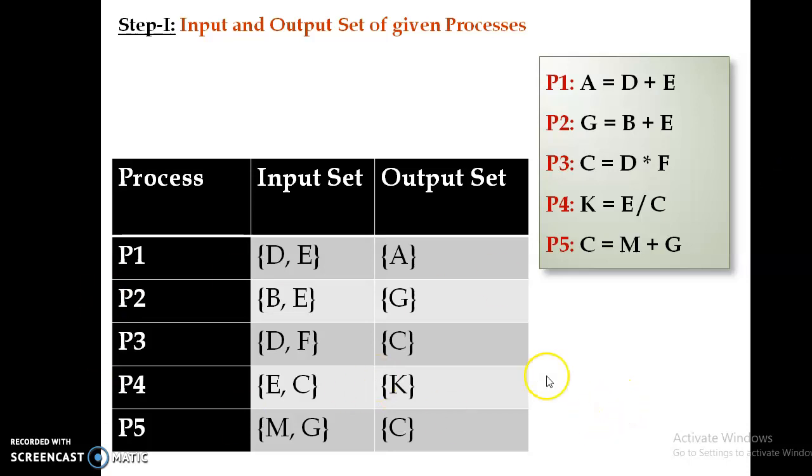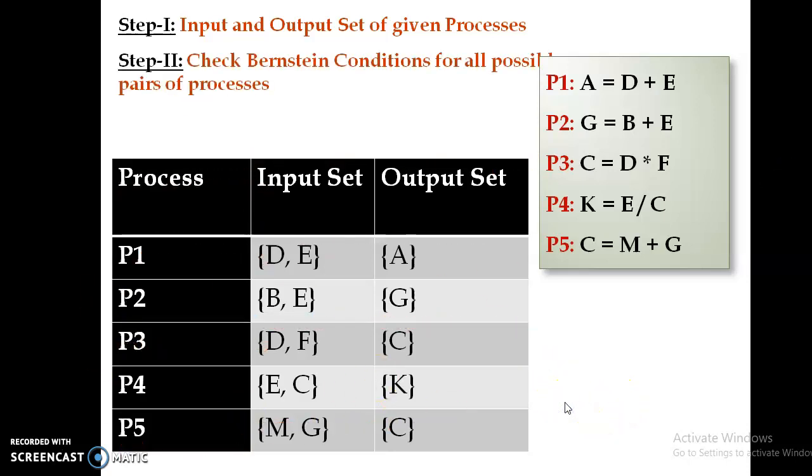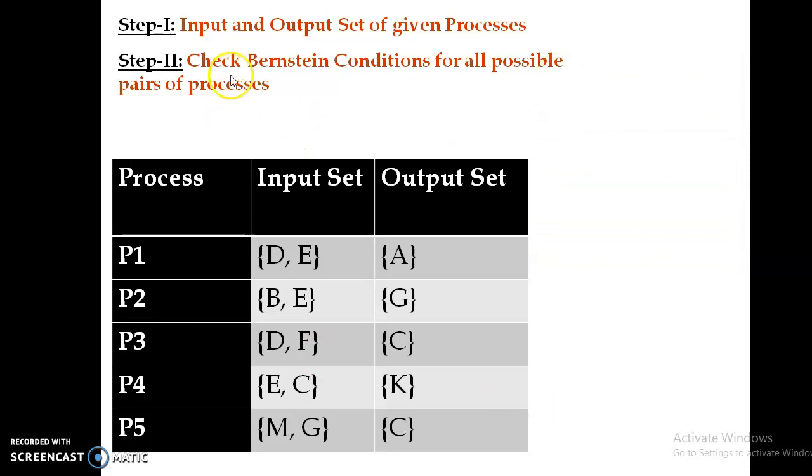Okay. Now the second step is we have to check all the 3 Bernstein conditions for all possible pairs of given processes. We will start from process P1, and we will check all the possible pairs with process P1. First, we will check P1 and P2.